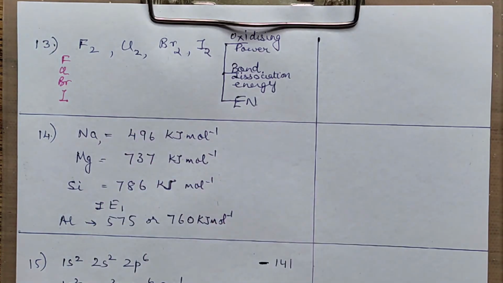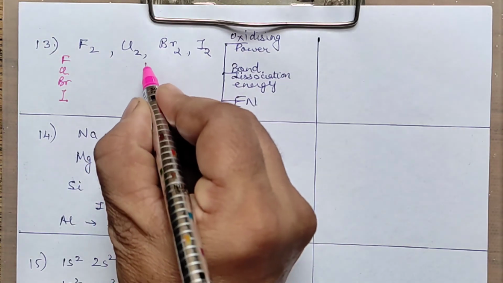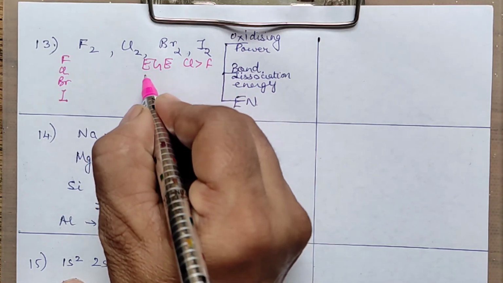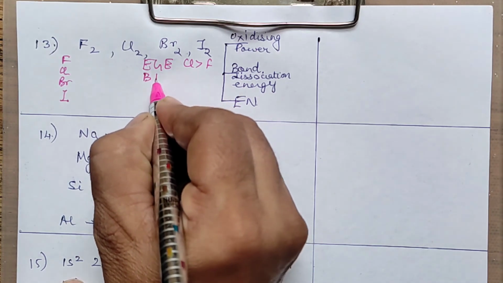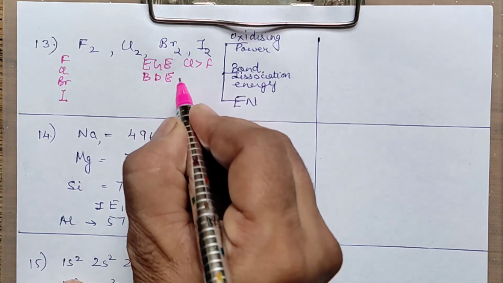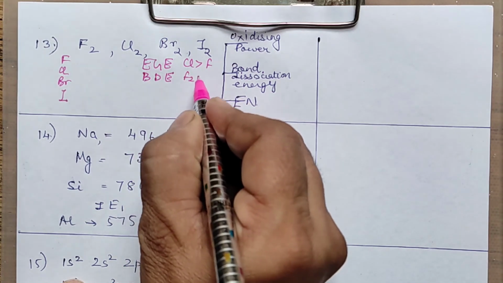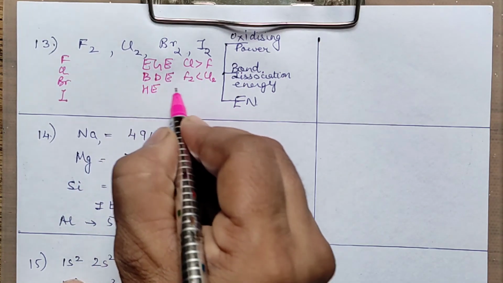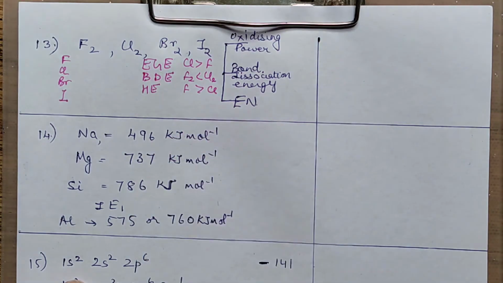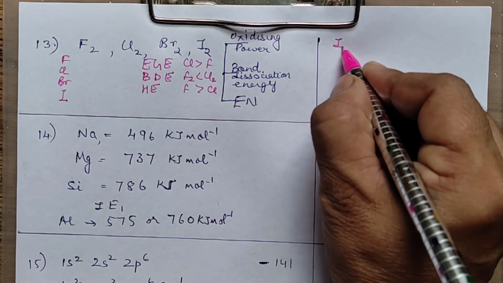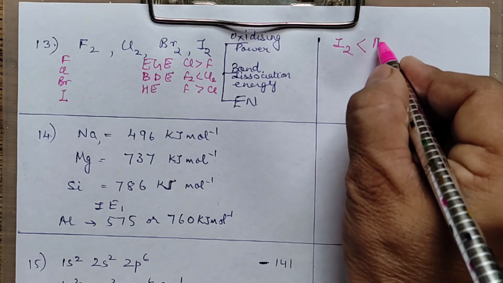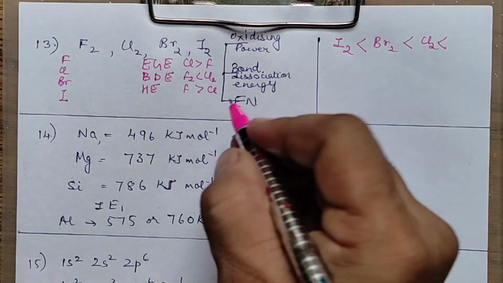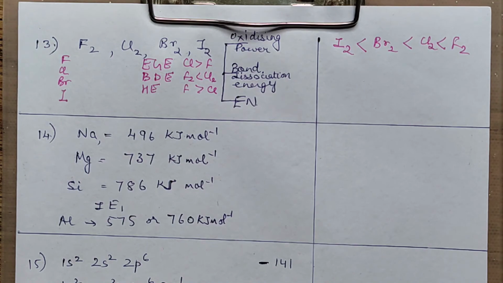But there are various factors which you will have to consider, keeping in mind the electron gain enthalpy, for which chlorine is greater than fluorine. Then you will also consider the bond dissociation enthalpy. Bond dissociation enthalpy out of these, fluorine is lesser than chlorine, right? And hydration enthalpy is also greater for fluorine. Okay, so keeping in mind all these factors, you will have iodine the least, then bromine, thereafter chlorine, and the most oxidizing is fluorine, F2.